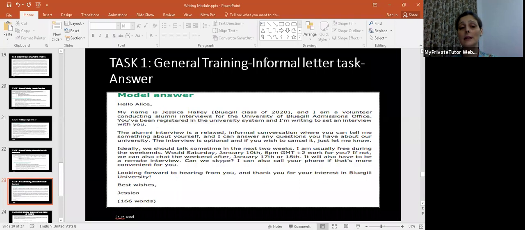Model answer is there. Hello, Alice. You can't say this in a formal letter when you're applying for a job. Hello, Mr. So and so. No, hello is a word which is informal. Hello, Alice. My name is Jessica Helly, and I'm a volunteer conducting. You're just introducing yourself in a formal way, just like in an email, you're writing the letter to somebody.